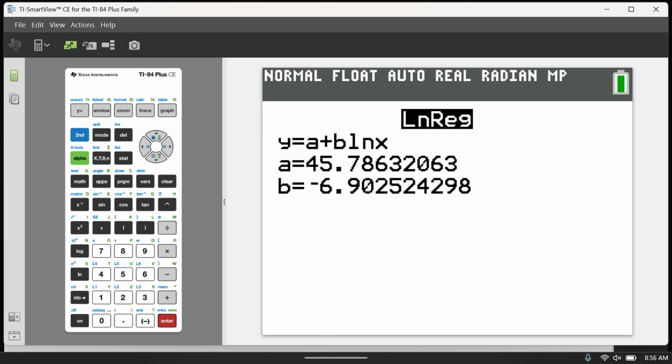What it's going to give me is a logarithmic function that has an A value, which is a number, and then B times the natural log of this X. Okay. So we're going to have 47. I'm going to take a picture of it real quick.